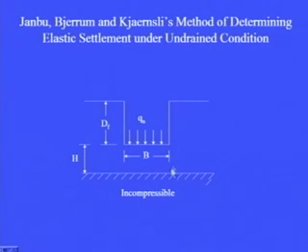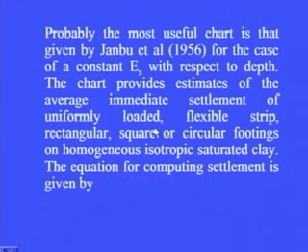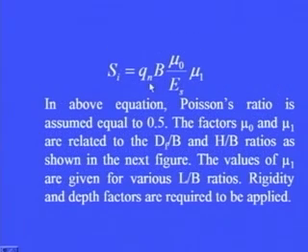The stratum below this is incompressible. Now, probably the most useful chart is that given by Janbu et al. 1956 for the case of a constant ES with respect to depth. The chart provides estimates of the average immediate settlement of uniformly loaded flexible strip, rectangular, square or a circular footing on homogeneous isotropic saturated clays. The equation for computing settlement is given by SI equal to Qn B mu0 mu1 upon Es.